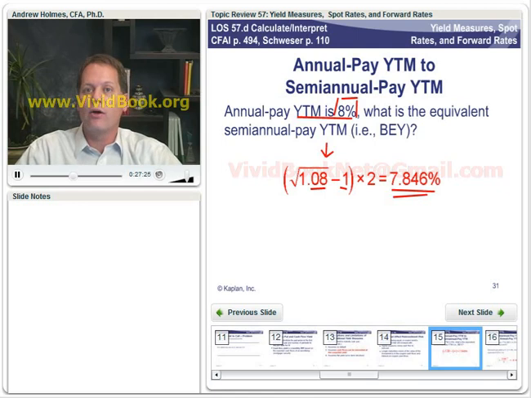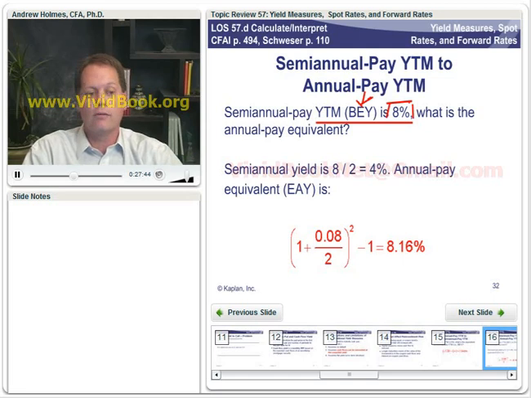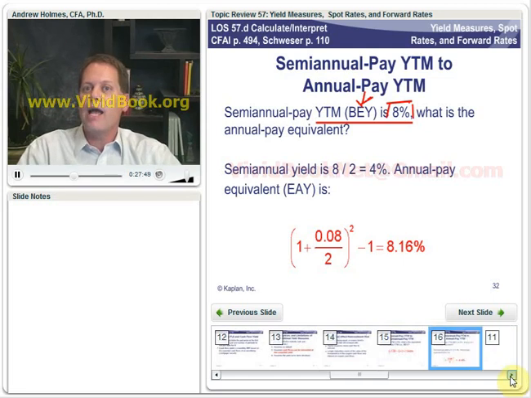What about going the other way? So what if we want to go from a semi-annual yield to maturity to an annual yield to maturity? Well, now we have a semi-annual bond where we've calculated the yield to maturity to be 8%. That's automatically stated on a BEY basis. That's where we get BEY, right? We took a semi-annual pay bond, we calculated the yield, that was a semi-annual yield, and we multiplied it by 2. What would be the annual pay equivalent?